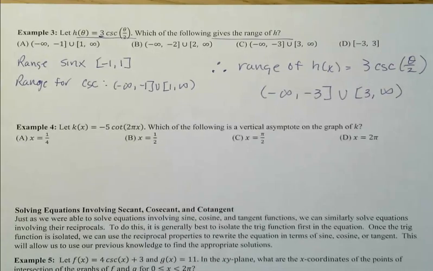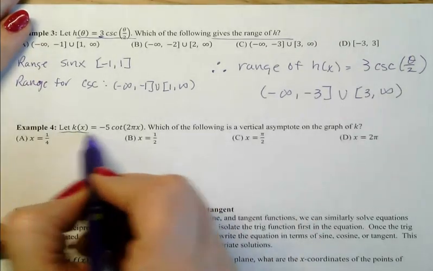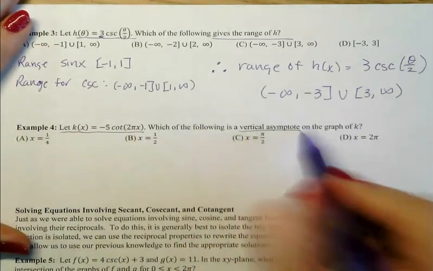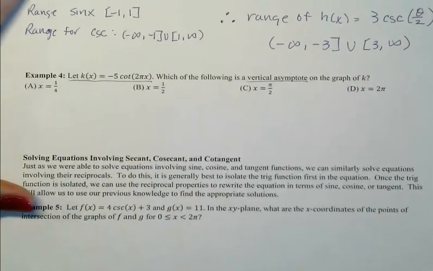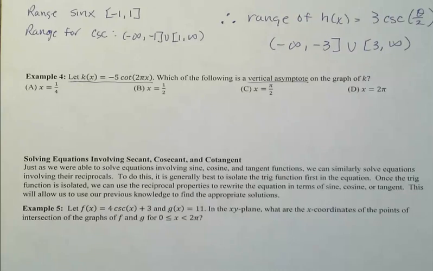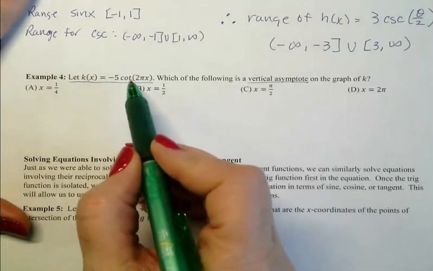Okay, example 4 is what we did a moment ago. So we have this equation, we have this vertical asymptote that we're looking for, and we want to know which one's the same. So pick one of the methods, either with the equation or with just finding the asymptote, and you can go from there. And this time we're using cotangent.